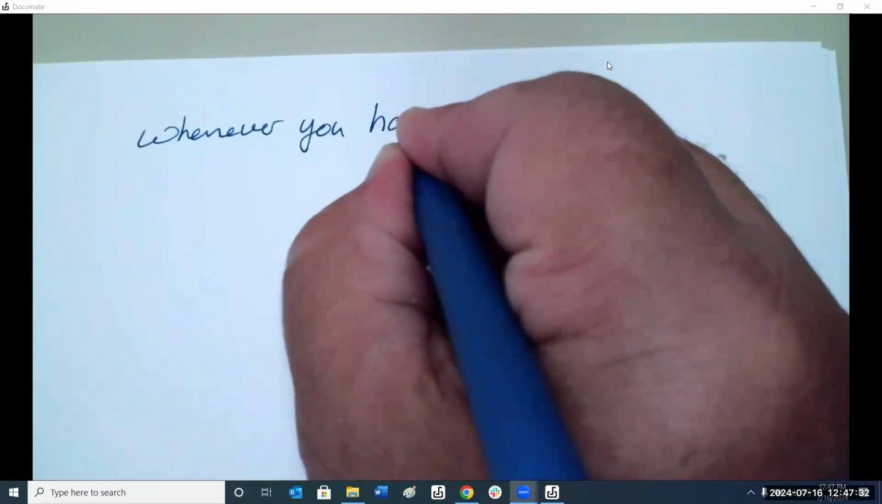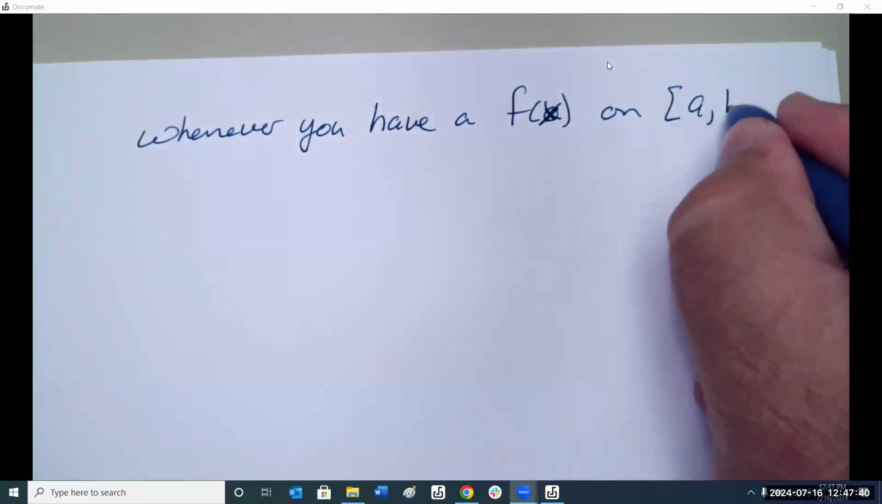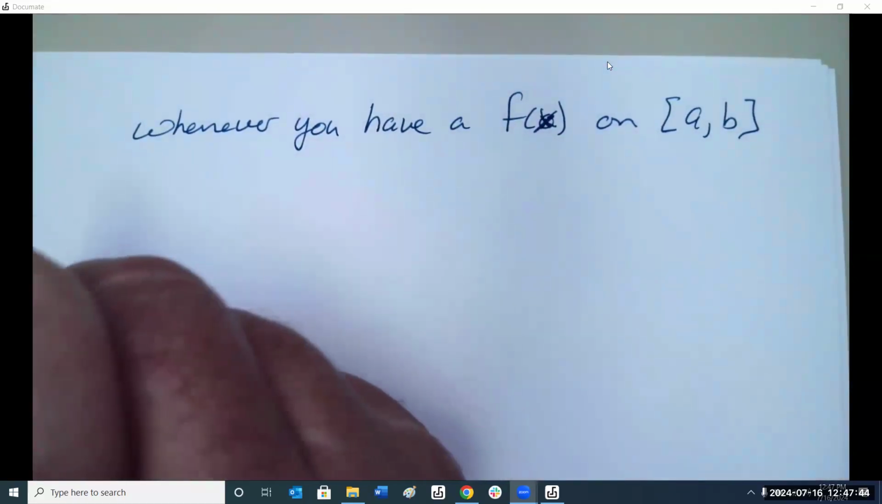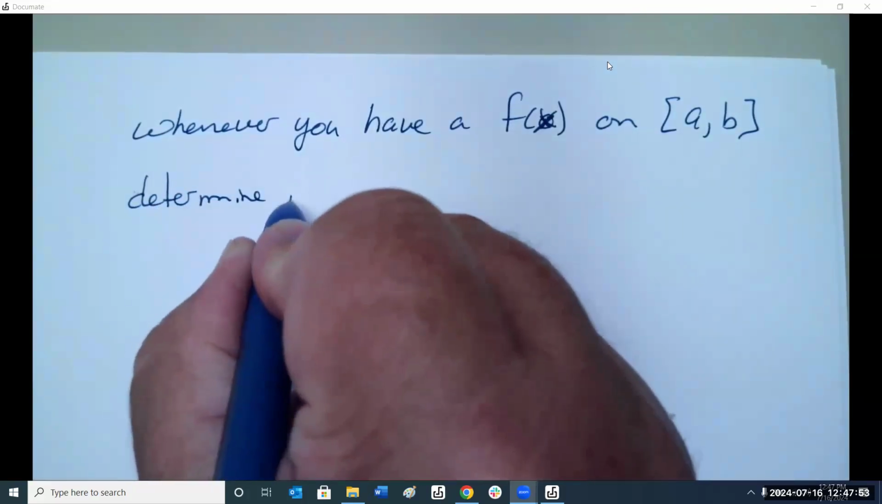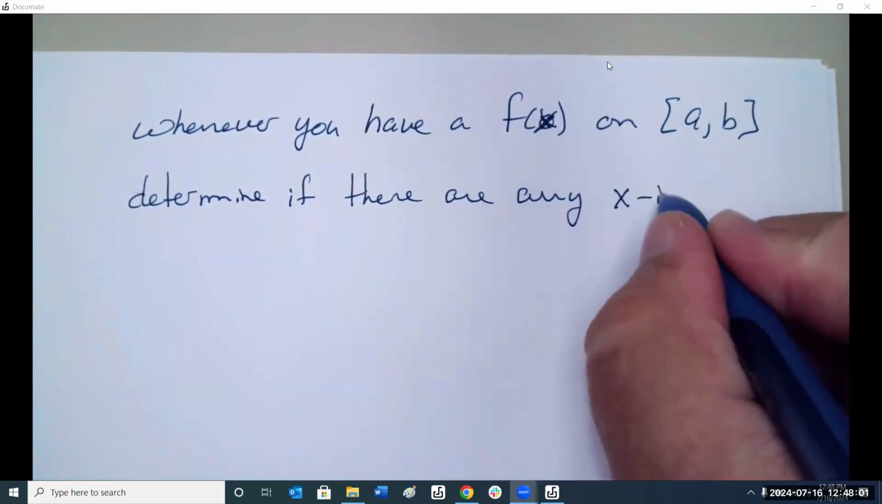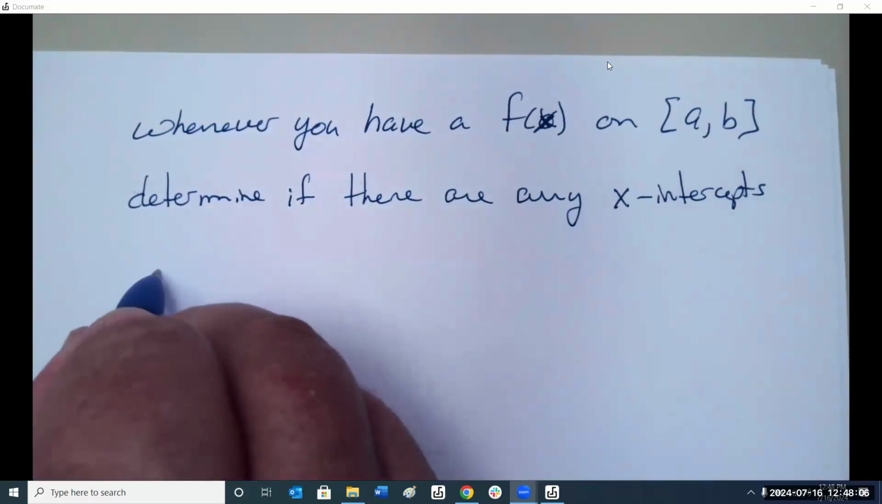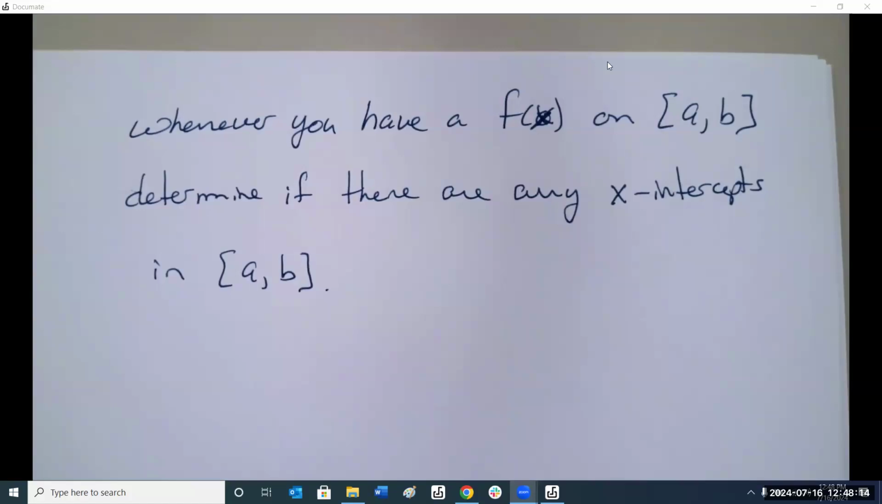Whenever you have a function and we deal with areas under curves, whenever you have a function f of x on some domain, it's not really anywhere, but this is what I suggest you doing: determine if there are any x-intercepts in the domain.